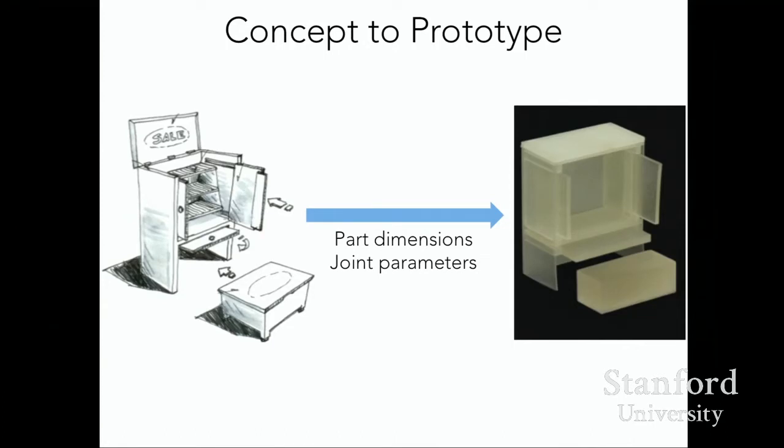So the main challenge that we identified in talking to some designers about their process is that going from the concept of some kind of mechanical design to a working prototype of that design is often challenging. Even if the prototype has relatively simple geometry, as you see here, there are lots of things to think about, like where to put the joints, what the joint parameters are, and what the dimensions of all the parts are, so that everything fits together nicely.